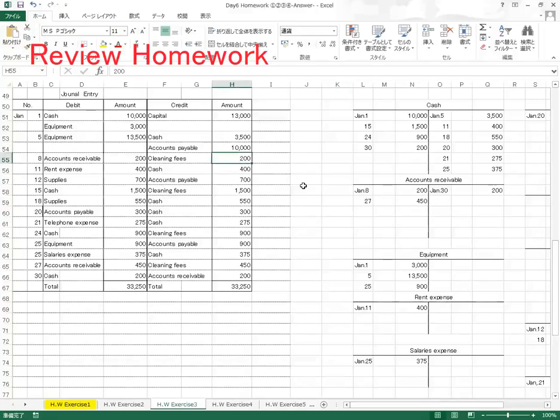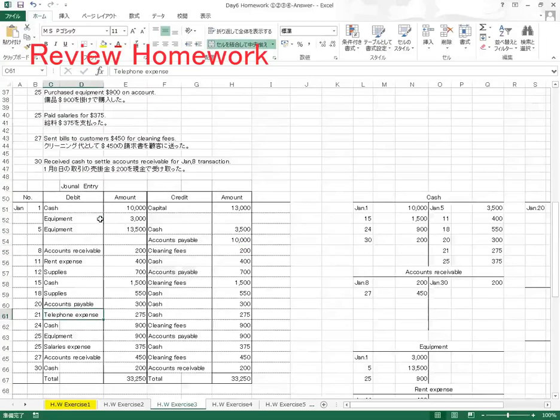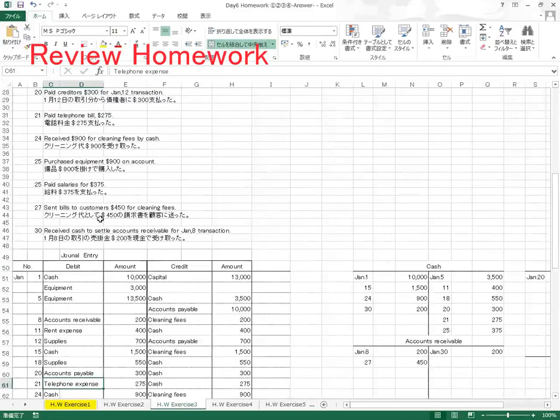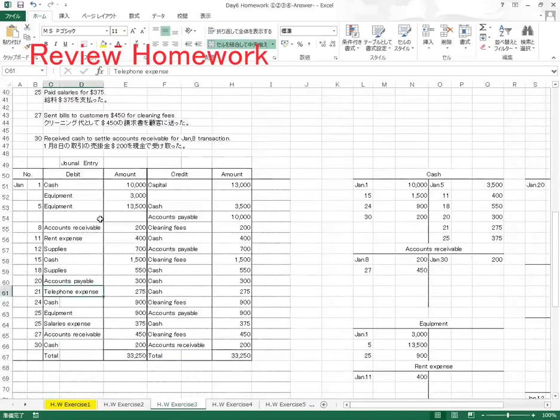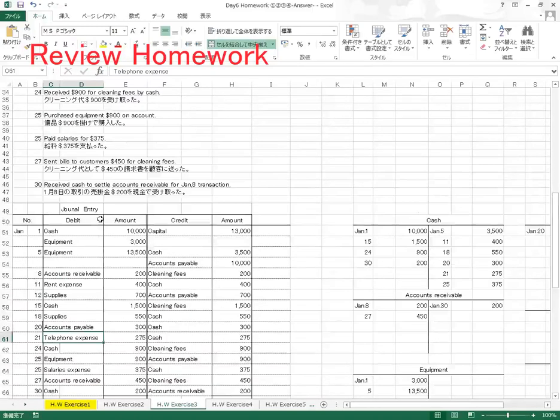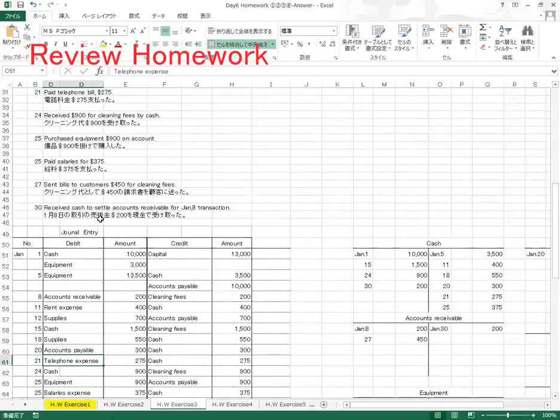And when I look at 21, in 21 we also have written an entry, paid telephone bill, right? So that means this account, the answer is telephone to cash, but this is also paid telephone bill. So bill, shouldn't it be accounts receivable or something like that?